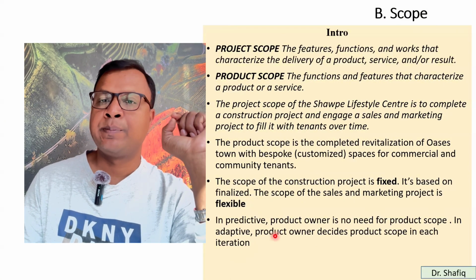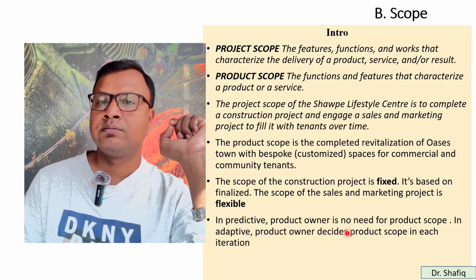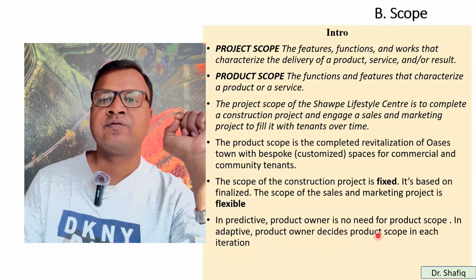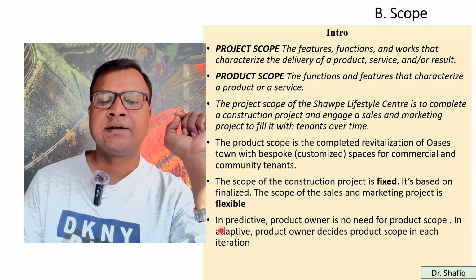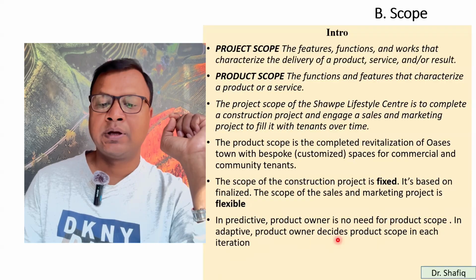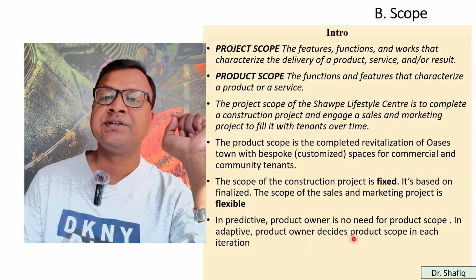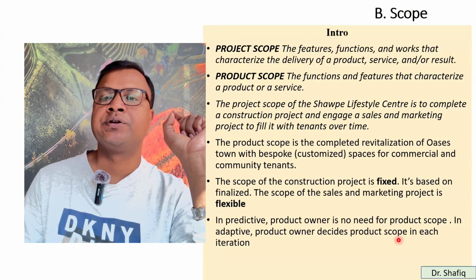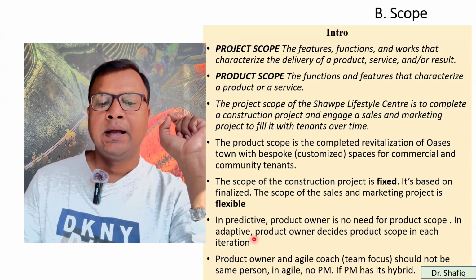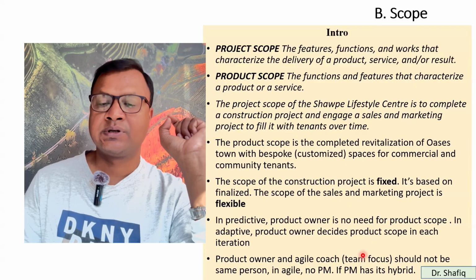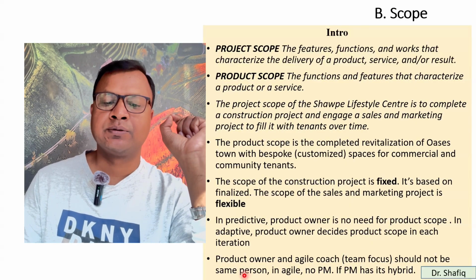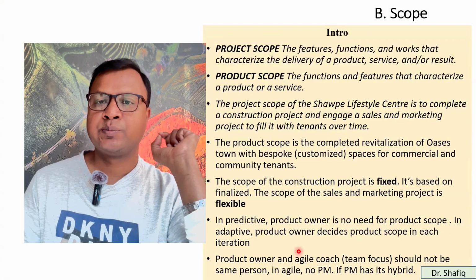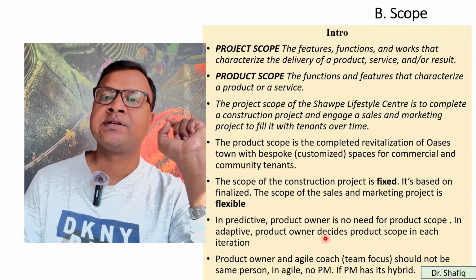So in a predictive approach, there is no product owner. No need to decide product scope. On the other hand, in an adaptive approach, the product owner decides product scope in each iteration. And the product owner and the agile coach, who is team focused, should not be the same person. In agile, there is no project manager. If there is a project manager, then you should understand that it's a hybrid project.